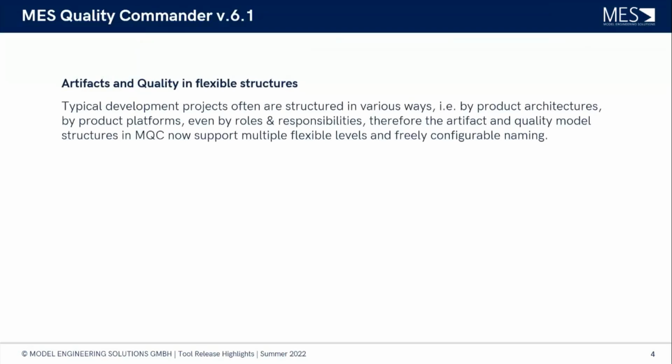The first one is flexible structures for artifacts and quality, since typical development projects are often structured in various ways. For example, they can be structured by product architectures, by product platforms, even by roles and responsibilities. The artifact and quality model structures in MQC now also support these multiple flexible levels and are freely configurable in naming. And then you can use appropriate filtering and marking to focus on specific aspects of artifacts or quality properties.